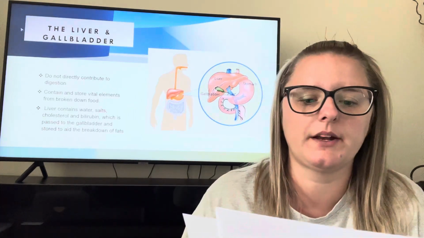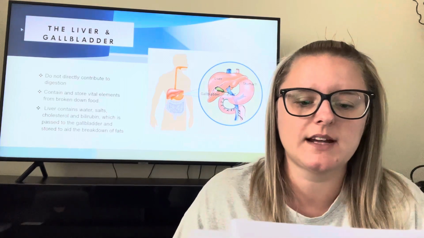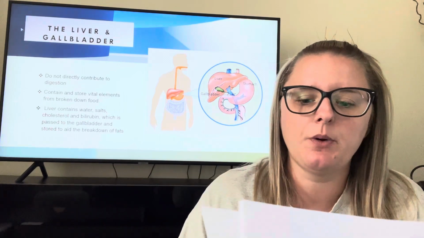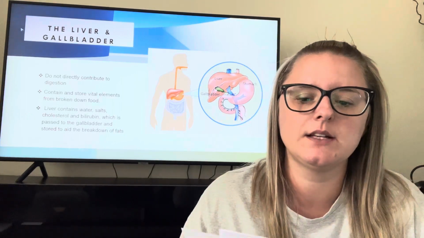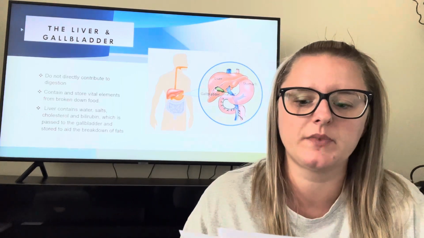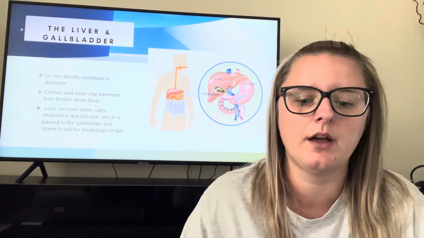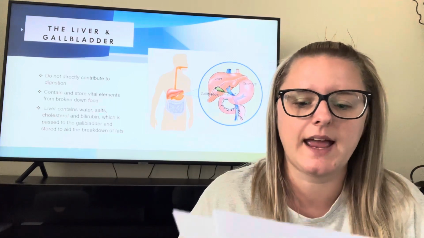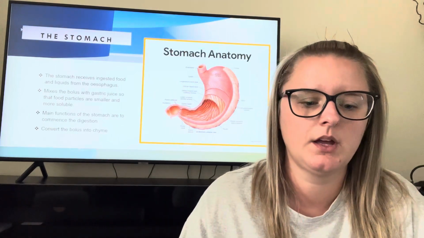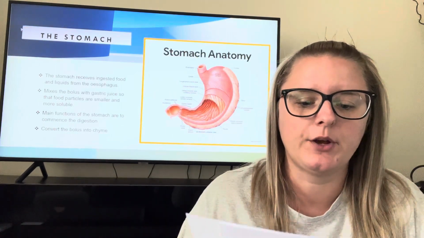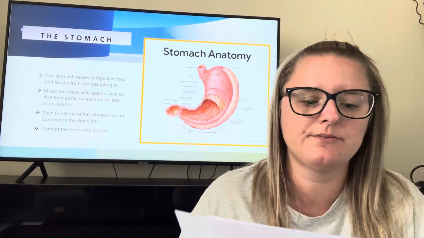The liver and gallbladder. These two organs do not directly contribute to digestion, but do however contain and store vital elements from broken down food. The liver contains water, salts, cholesterol, and bilirubin, which pass through the gallbladder and are stored to aid the breakdown of fats.